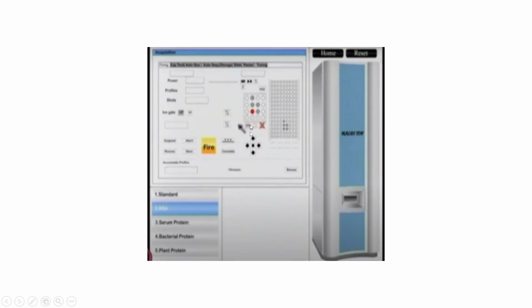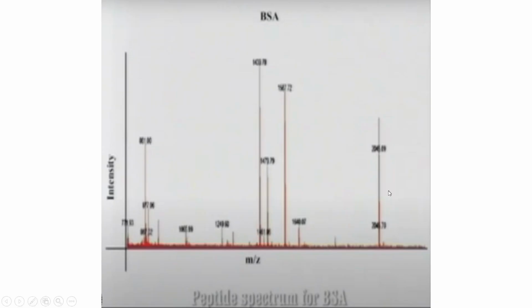Then this is how the software looks. Wherever you have loaded the sample, you just select that specific well and give information about that specific sample, which you might know, and accordingly tell the instrument to target that specific sample and give fire as a command. It will ionize that specific well, and it will get ionized and desorbed, and accordingly it will get separated, and you can do the analysis of that specific sample.